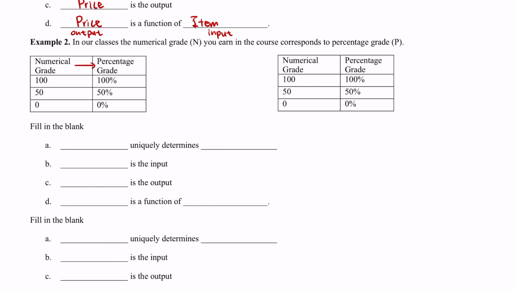So again, I will check this direction first. If you got 100 points, you got 100%, that's unique. And if you got 50 points, I must give you 50%, that's also unique. If you got 0 points, I must give you 0%, that's also unique. So for each numerical grade, you only have one percentage grade. So the relationship is unique. Then the numerical grade is the input, and the percentage is the output. And because the relationship is unique, we have a function from numerical grade to the percentage grade.